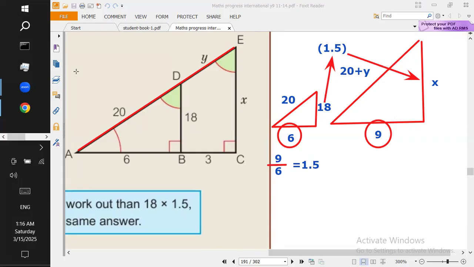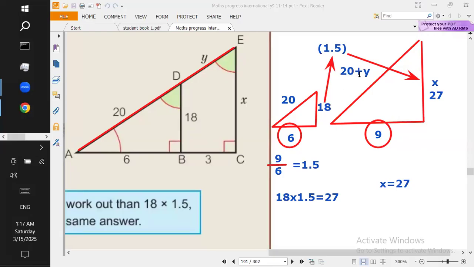So 18 times the scale, which is 1.5. And this will give me the value of x. So 1.5 times 18 will give me 27. So the answer is 27. This means that the x is 27. And that's the first part of the question. Now I move on to the second part, which is finding y. So x will equal 27, okay?